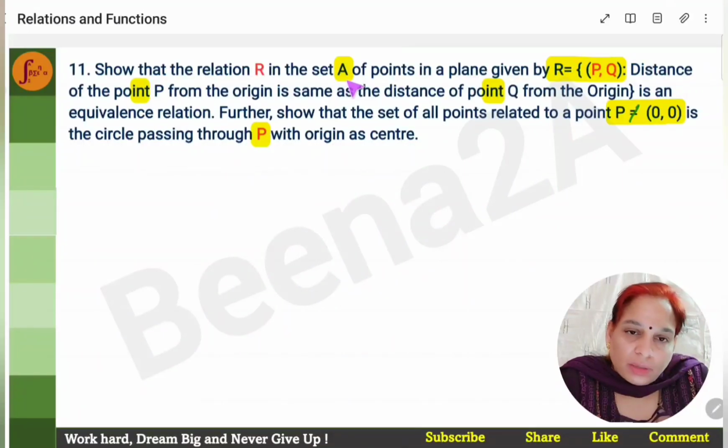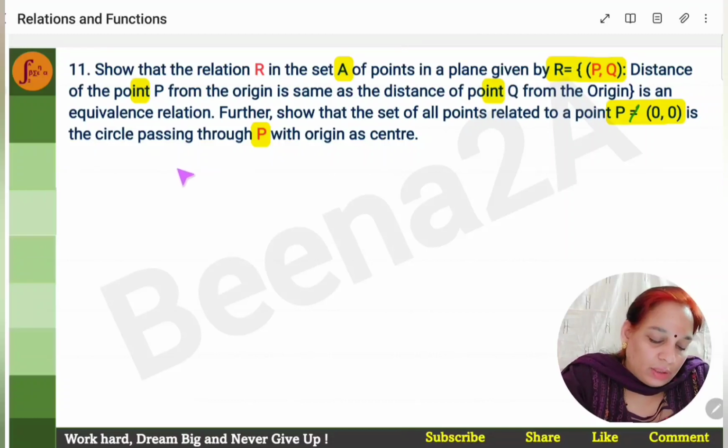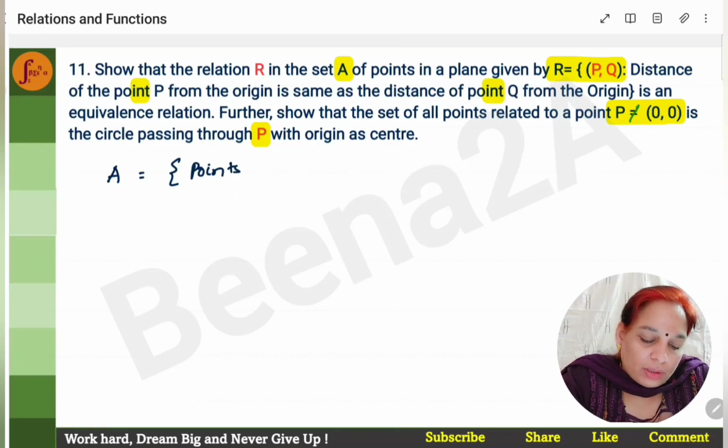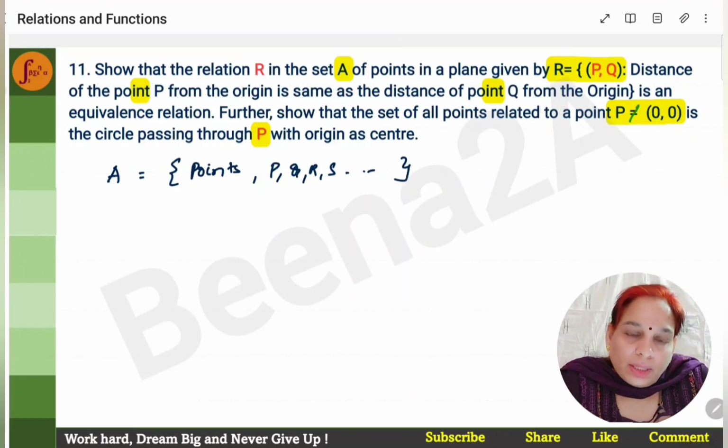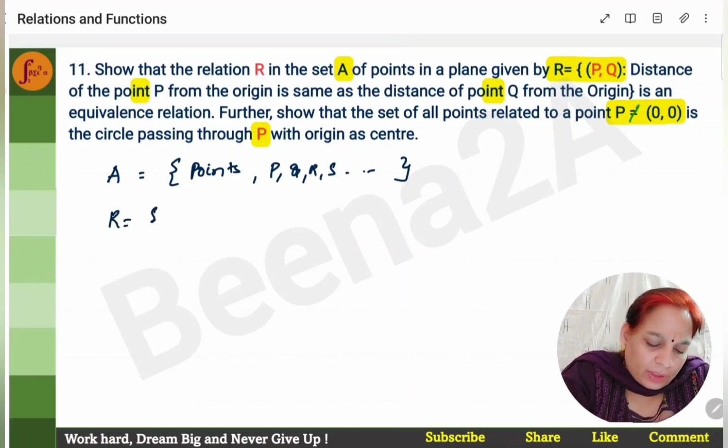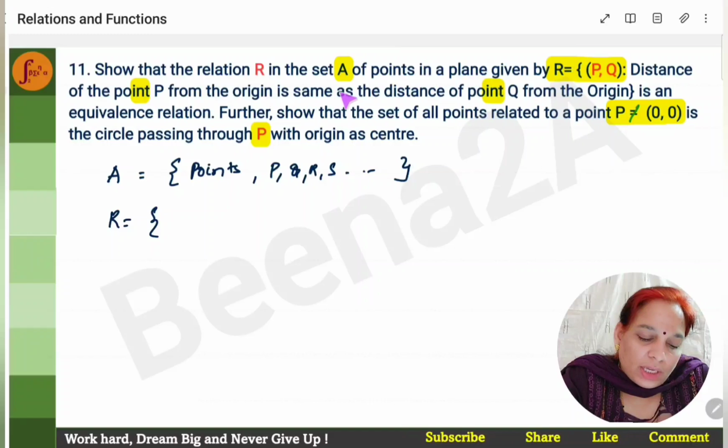Now let's look at this particular problem. Show that the relation R in the set A of points in a plane. So there is a set which has all the points, right? I can say set A which has all points, say P, Q, R, S and so on. And the relation is given as (P, Q), where the distance of the point P from the origin is the same as the distance of point Q from the origin.